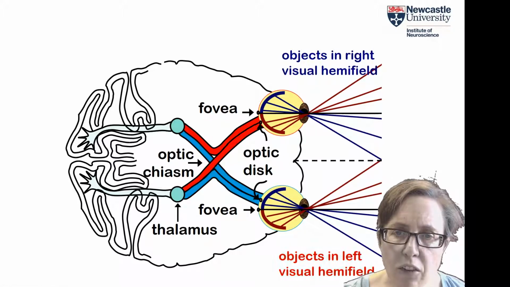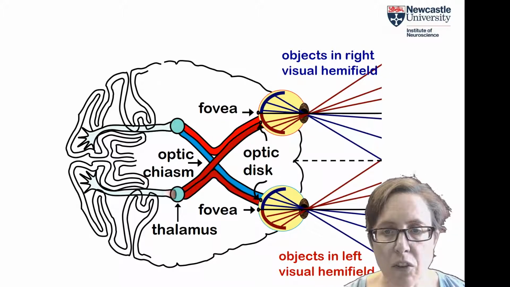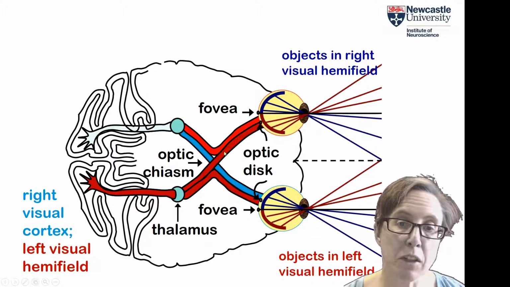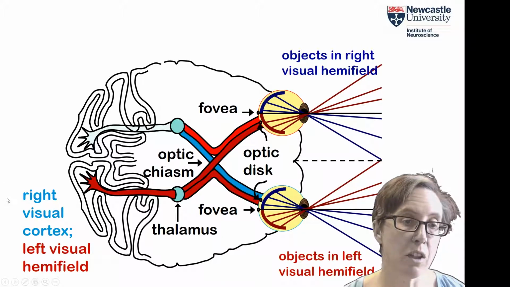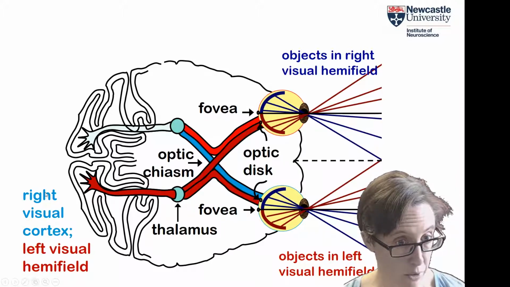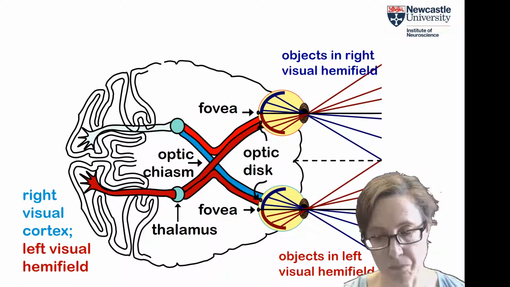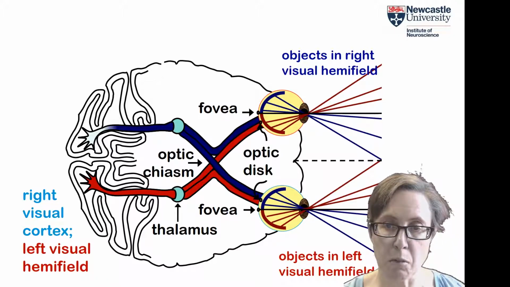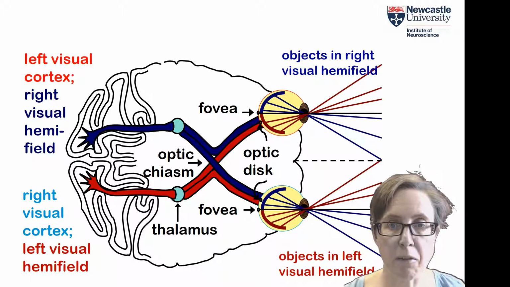Now what the chiasm does is ensure that all the information about objects in the left visual hemifield is collected together and delivered to the right half of the brain, to right primary visual cortex. And similarly, all the information about objects in the right visual hemifield is delivered to the left part of the brain.